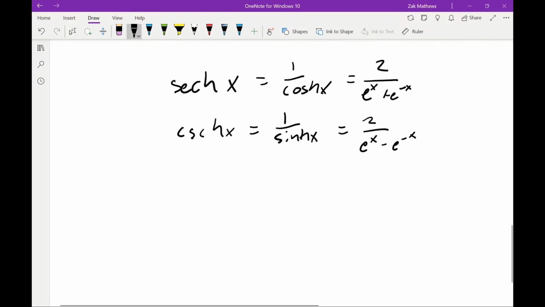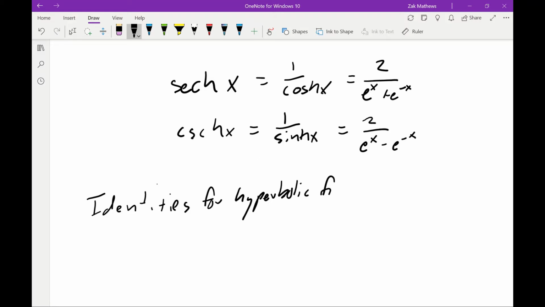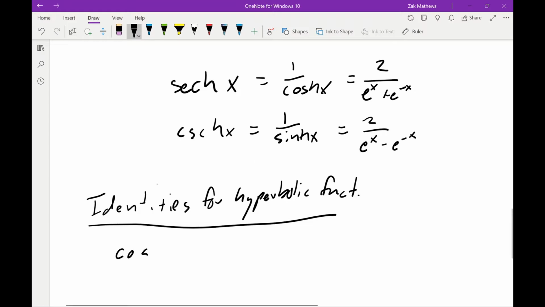Let's talk about some other identities for these hyperbolic functions. Cosh squared minus sinh squared is equal to 1. That looks kind of like which other one in the trig functions? It looks a lot like the Pythagorean, but not quite, right? It's supposed to be a plus. Really, it looks more similar to our double angle because it does relate to the double angle formulas.